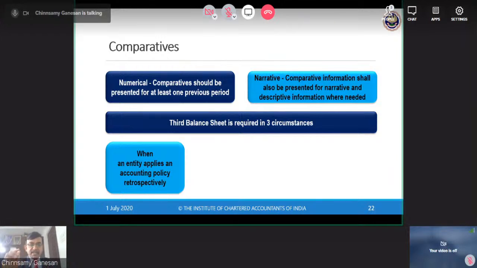But the opening retained earnings is already reported to the stakeholders of the entity. The moment I'm saying it is already reported, but I'm going to change that number, the user should know what was the previous number, what is the change, and what is the revised number. So there is a requirement to show the third balance sheet in a particular situation. Whenever there is a change in accounting policy, you will read that in detail in Ind AS 8.